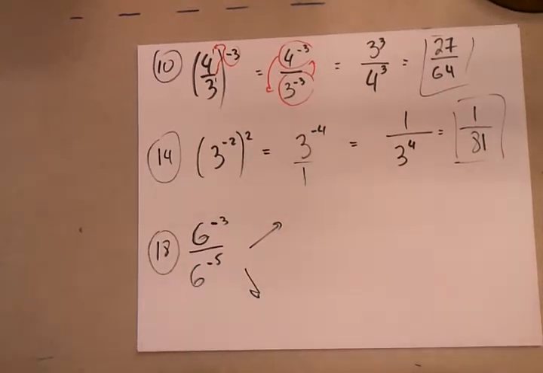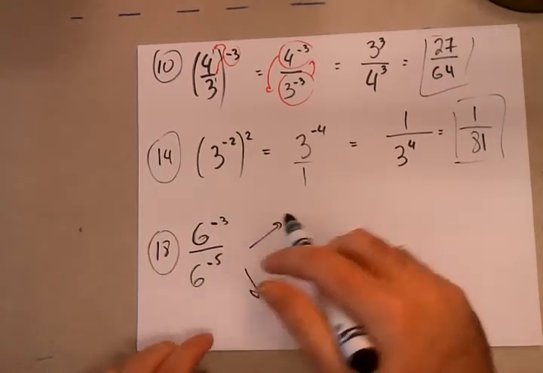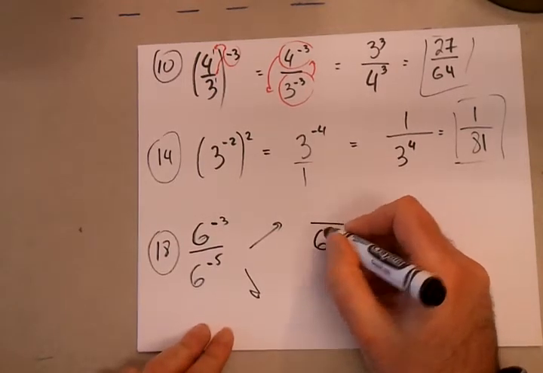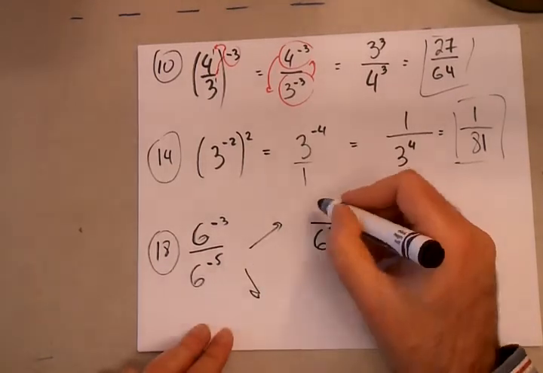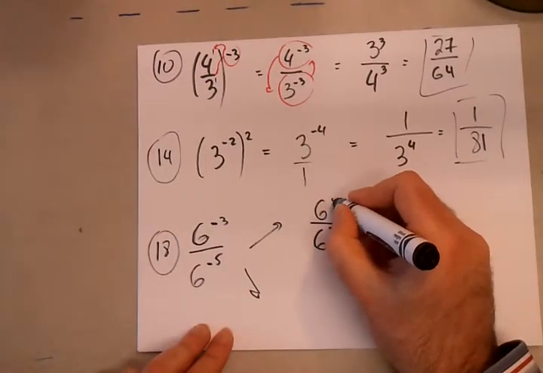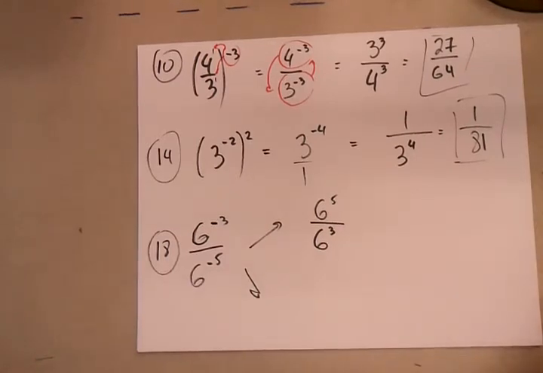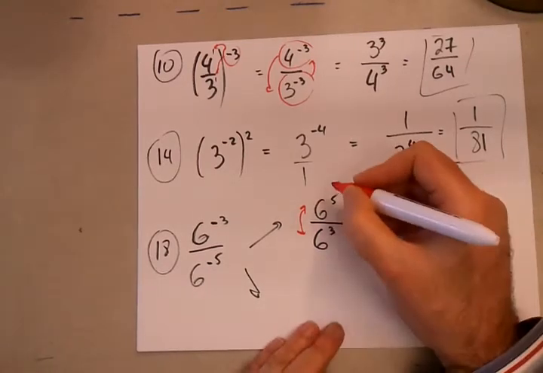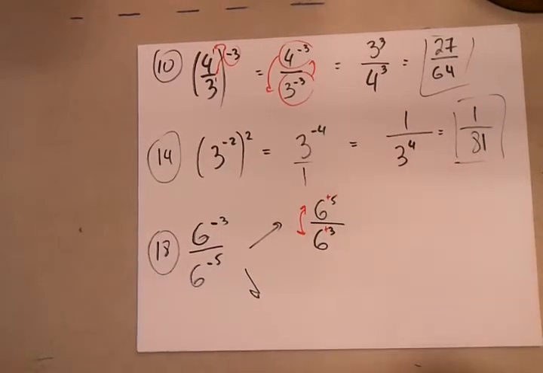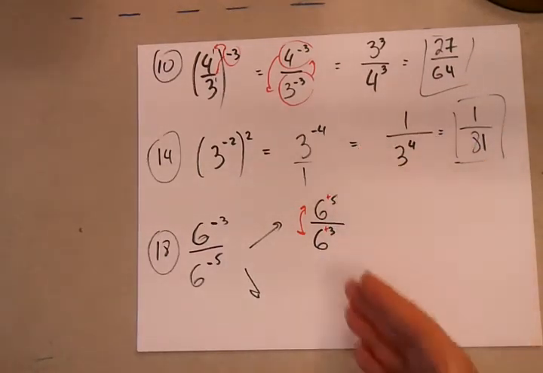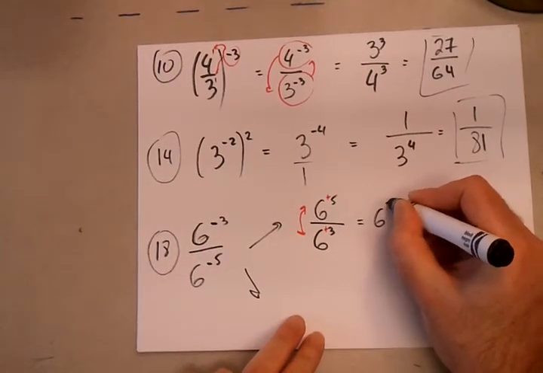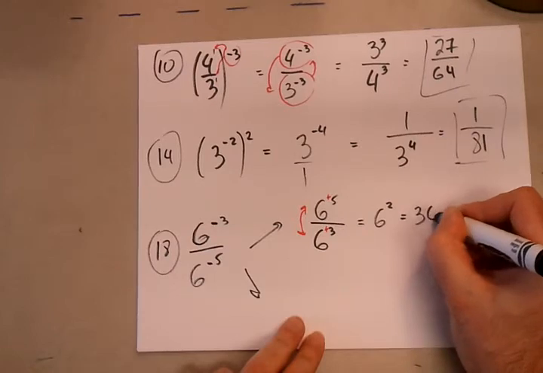Way 1 is flip them first. So the 6 to the -3rd is going to go to the denominator and turn the exponent positive, and the 6 to the -5th is going to go to the numerator, turning the exponent positive. So literally they just flip-flopped, and the exponent turned positive in the process. And then it's a quotient of powers. Two of the same base are being divided. You just subtract the exponents. 5 minus 3, which is 6 to the 2nd power, which is 36.